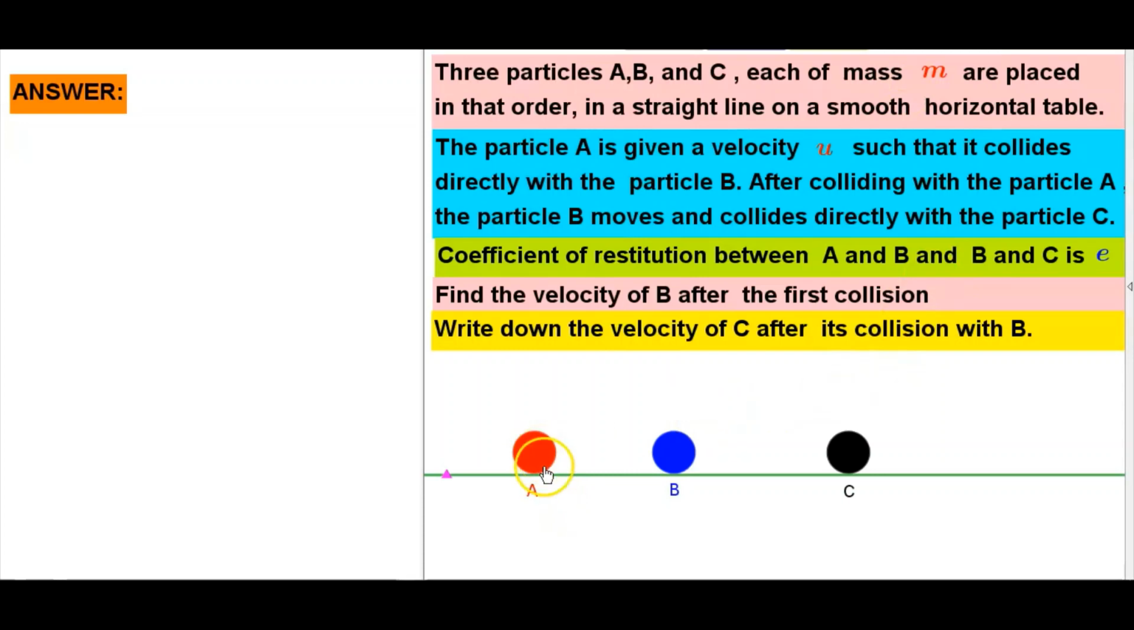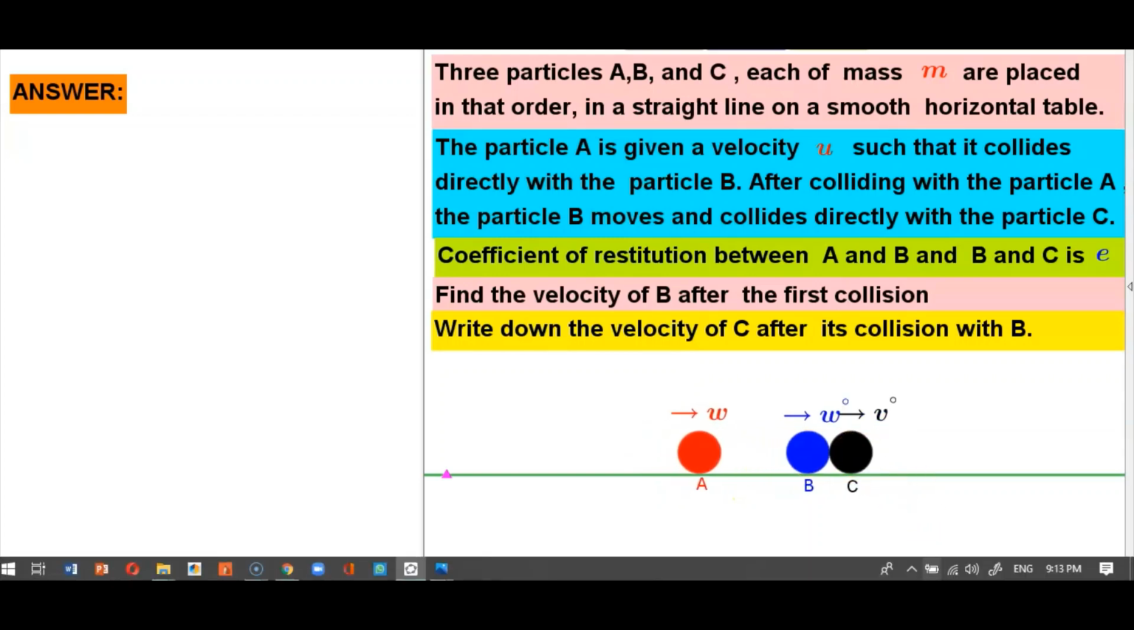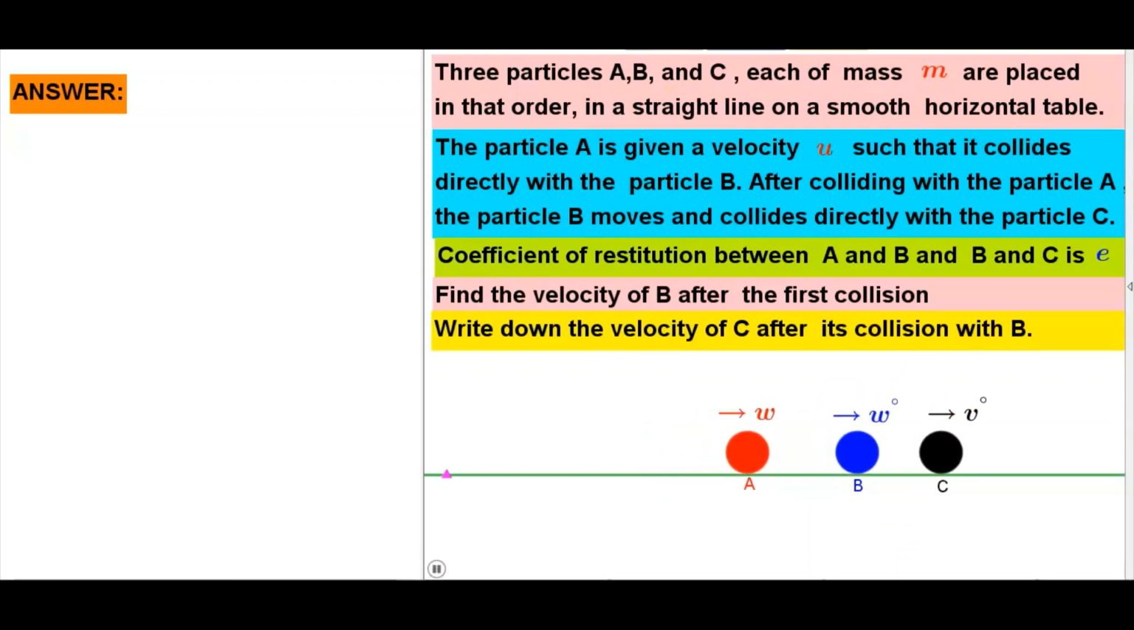Three particles: particle A, particle B and particle C. Particle A is given a velocity u, and moves with velocity u. After that, it collides with B with velocity W and V, then B collides with C, with velocities W naught and V naught.